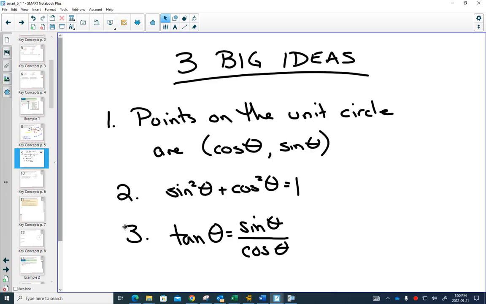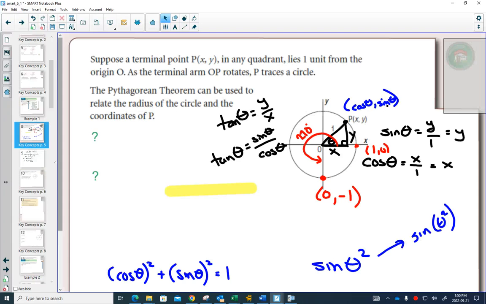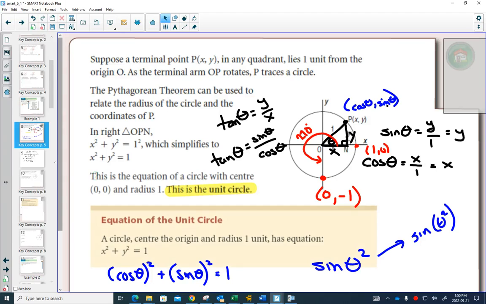And when you're working on problems in this unit, you will sometimes get stuck, and I'll say, oh, well, maybe you can use one of your big ideas. Maybe that would help you in this question. Okay. So there's our 3 big ideas, and they're all based on the unit circle and a simple triangle with a radius of 1. We realize all of these new things.